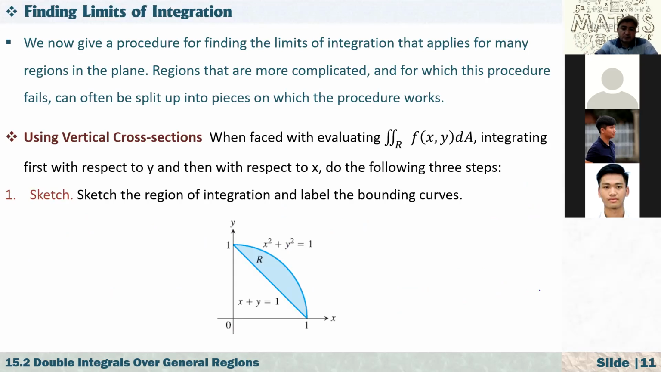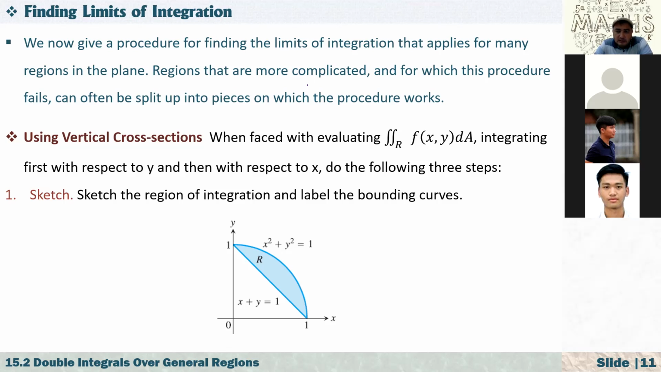Now, let's talk about finding limits of integration. We now give a procedure for finding the limits of integration. We have already done this. I have already explained this, but one more time, just a kind of official, okay, how we are going to do this. So that applies for many regions in the plane.